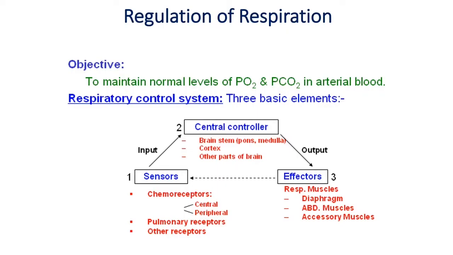Respiration is controlled by a negative feedback mechanism, and the objective of this negative feedback mechanism is to maintain normal blood gas levels, maintaining normal partial pressure of oxygen and partial pressure of carbon dioxide. This negative feedback mechanism, like all other negative feedback mechanisms, will have three major components.